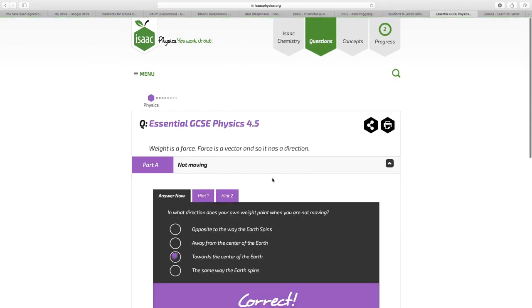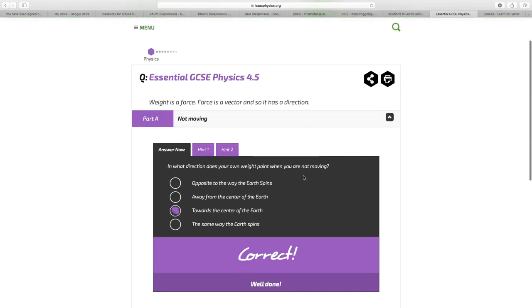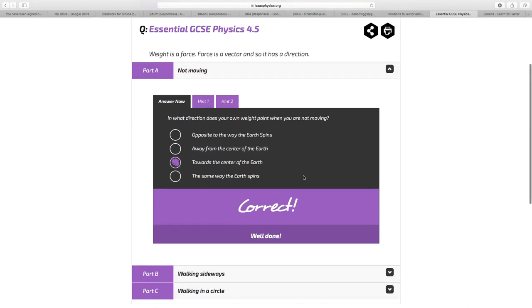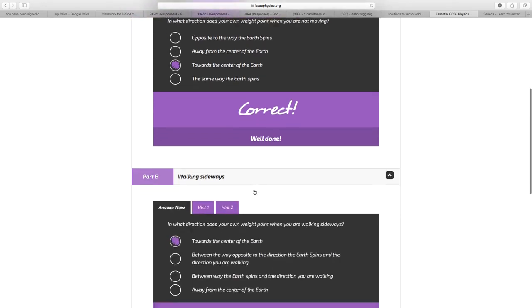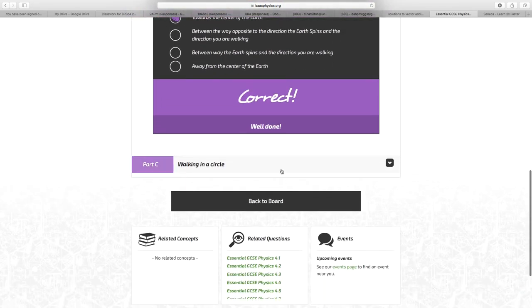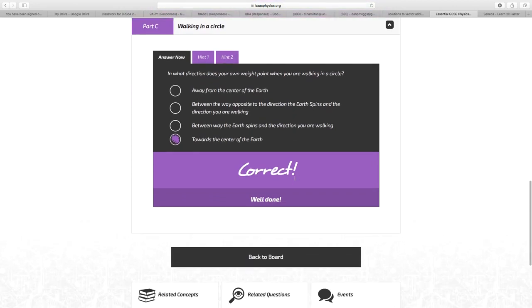I think we're on 5.5 now. Weight is a force, force is a vector, so it has direction. What direction is your weight? Towards the center of the earth. That's the case in each of these. Your weight is caused by gravity. Please excuse the spelling of center. It's embarrassing that this is from Cambridge and yet it has the American spelling.